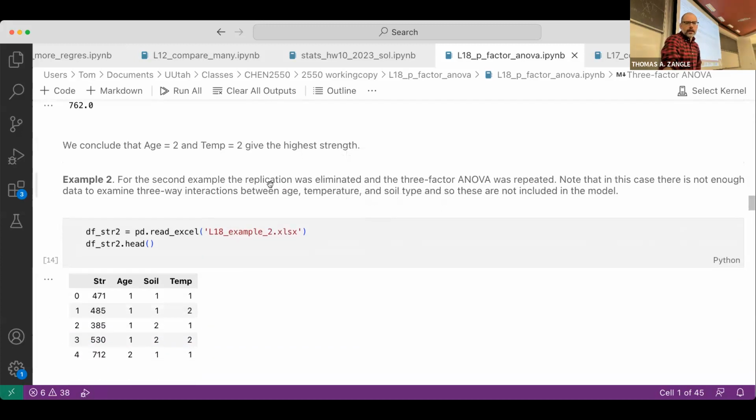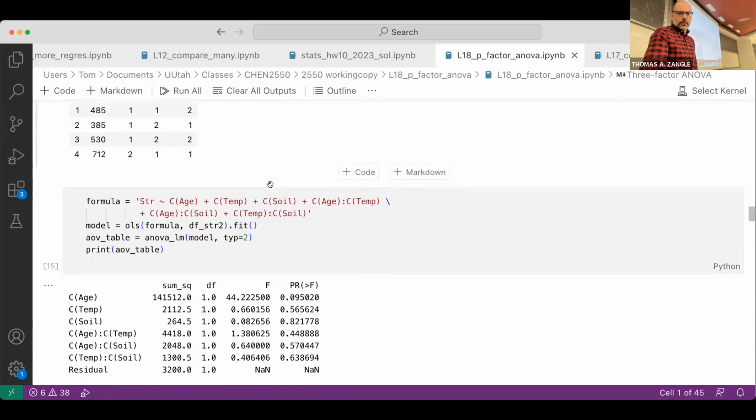So in example 2, we're basically looking at the same problem, but now without replicates. So now Kij, actually Kijk, because we have 3 factors. We have just a single replicate per condition, Kijk is equal to 1. And so what we'll see in this case is that there's not enough data to examine 3-way interactions between all 3 of the parameters together, so we're not going to include them in the model. But otherwise, we're going to get a very similar kind of analysis.